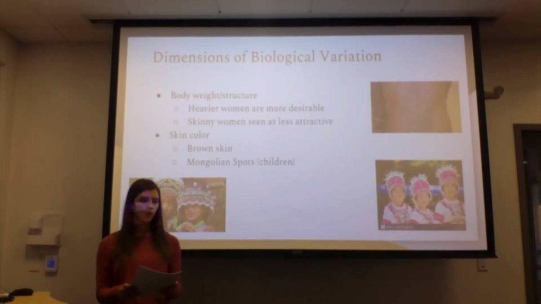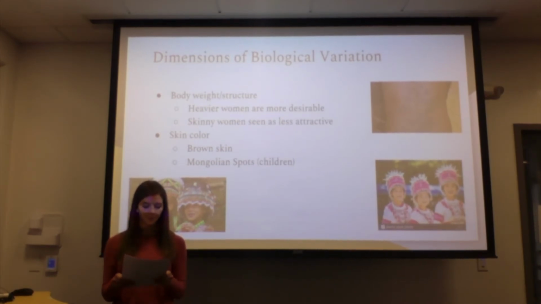Okay. So the shape of Hmong patients can also vary, their body weight and structure. The women are seen as more desirable when they are heavier, and skinnier women are typically seen as less attractive. The reason that heavier women are seen as more desirable is because they are thought to be healthier and stronger, and having the potential to do hard labor and produce healthy children. As far as skin color, the Hmong typically have a darker skin tone, brown skin, and their children may have Mongolian spots at birth.